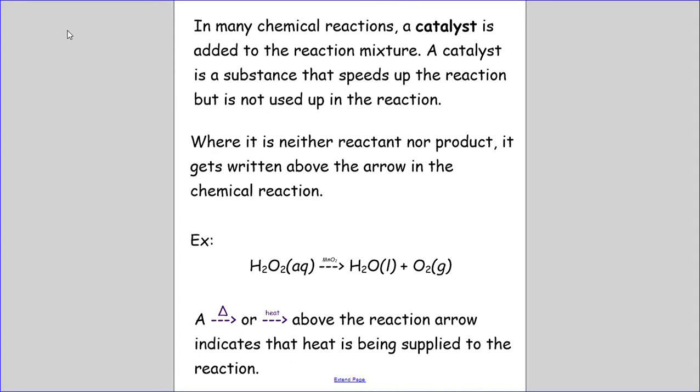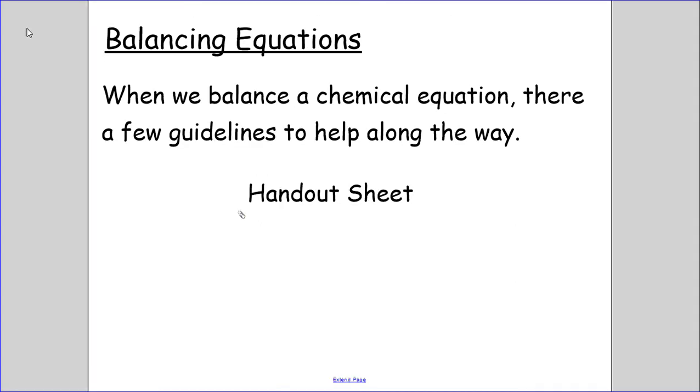In balancing equations, when we balance a chemical equation, there are a few guidelines that can help us out along the way. I've given you a handout sheet, and I attached the link to it in the handout section. I would encourage you at this point to pause the video, go to that balancing sheet and have a read through, and see if you understand the different levels it talks about in terms of difficulty for these balancing equation questions. If you have any questions, let me know.